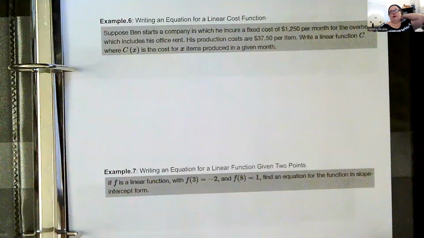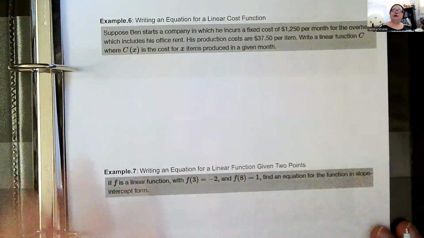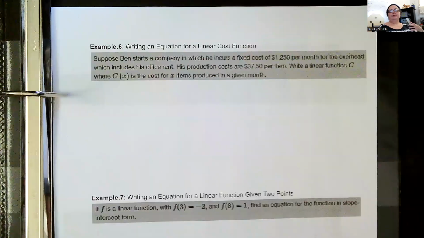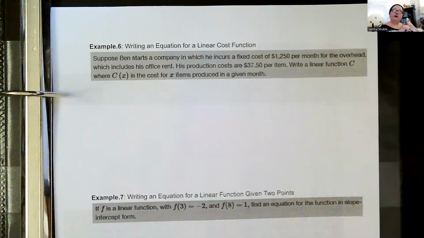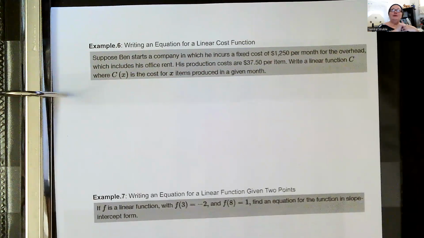Example 6, write an equation for a linear cost function. Okay, there's a couple things you need to understand here before we start talking about it. There's a couple different functions regarding businesses that we're going to just talk about briefly. One is profit, one is revenue, and one is cost. The revenue and the cost function are always going to be positive.